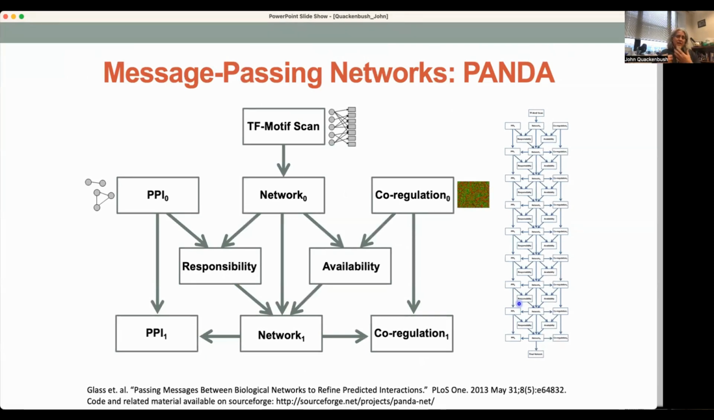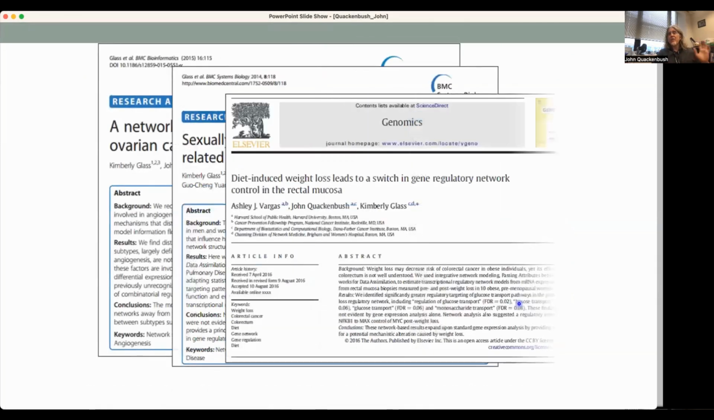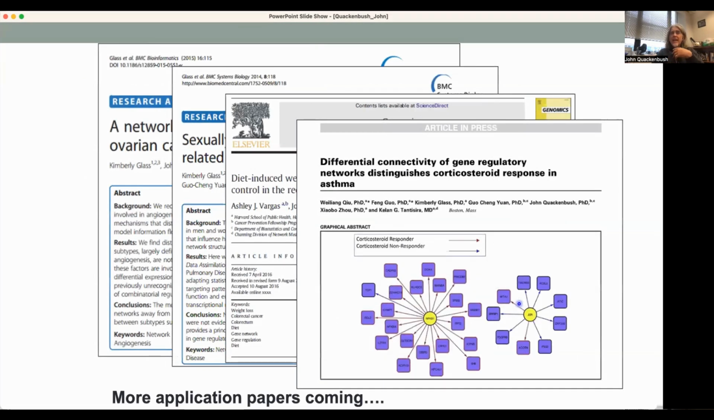And this has turned out to be an incredibly useful paradigm captured in this PANDA method that we've used in a whole host of papers, including papers looking at cancers, looking at environmental perturbations, and looking at how drugs alter the structure of regulatory processes in cells. And we have a lot more applications.